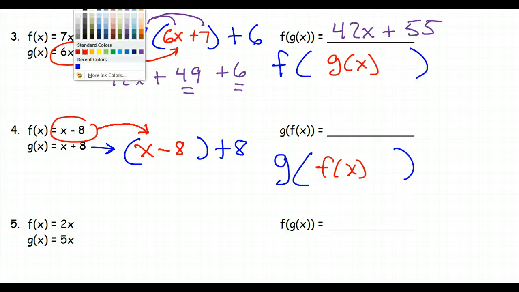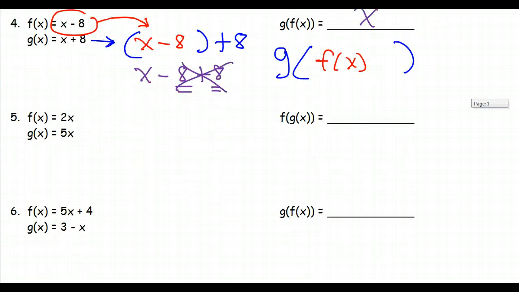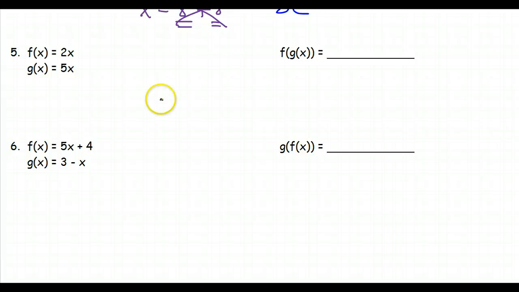Well, these parentheses are not really doing anything, so this is really just x minus 8 plus 8. These really wind up just canceling each other out. So that just leaves x. By the way, something that we're going to see in a future episode is that whenever this happens, notice how everything canceled out and you just got x? That means that these two functions are something called inverses. They just undo each other. But that will be the subject of a future lesson.